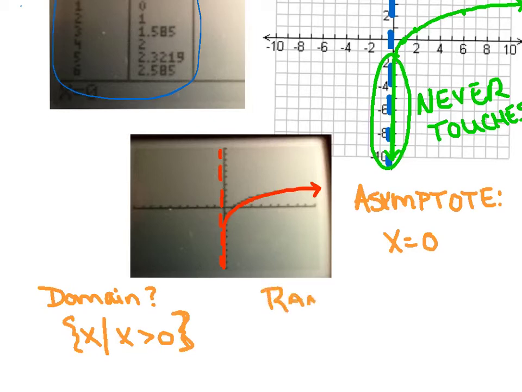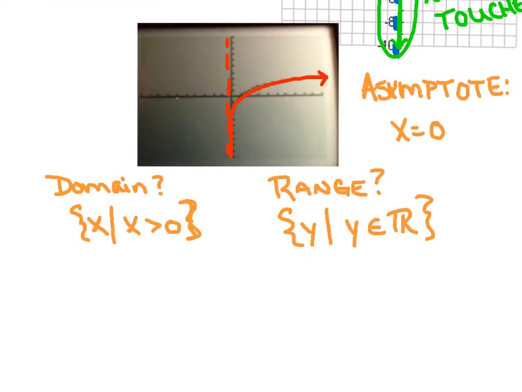And as far as the range goes, you'll notice that my graph does go infinitely low and it does go infinitely high. So I'm going to say the set of all y values such that y is an element of the set of real numbers. That's our mathematical way of saying that the graph extends as low as negative infinity and as high as positive infinity.